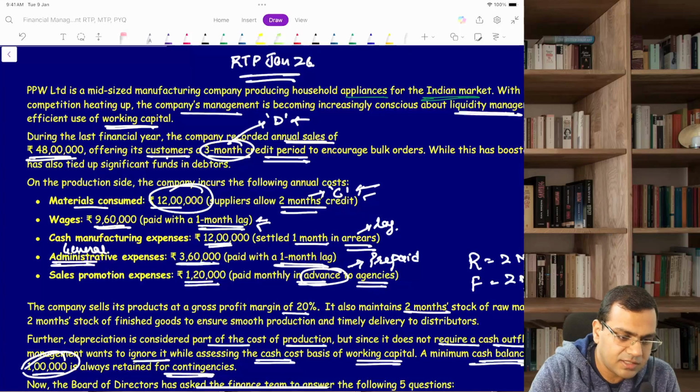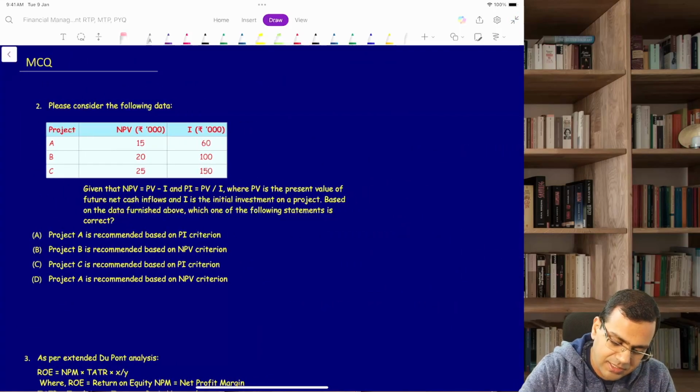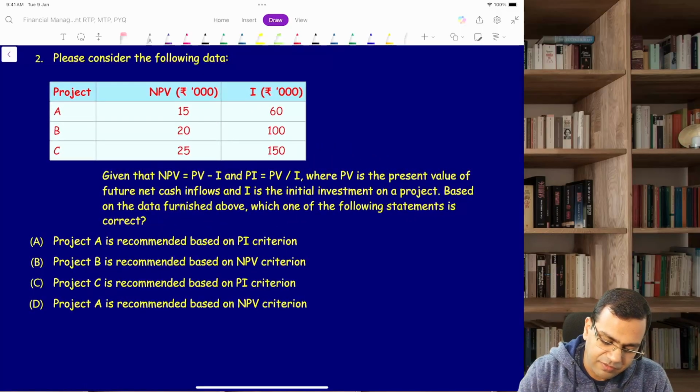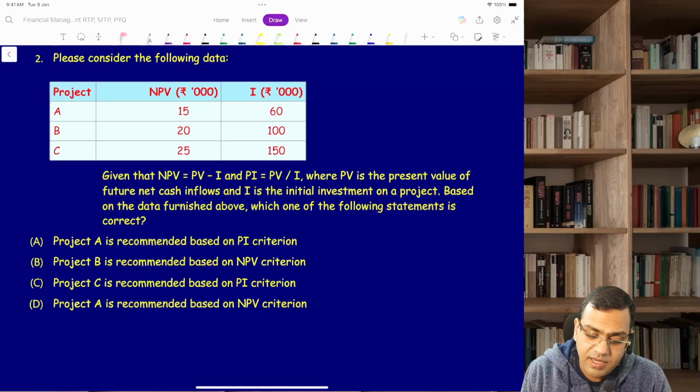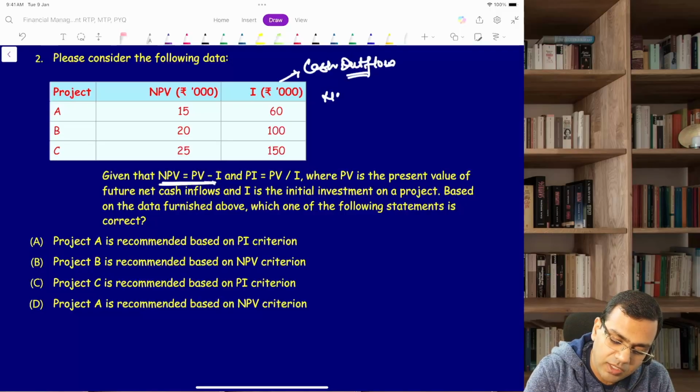Now let's see the 2-3 MCQs which they have given, sir. Let's see MCQ number 2. Please consider the following data. Project A, NPV is given and the investment is given to you. NPV is equal to present value minus investment. Investment means your cash outflows. And NPV is the sum of present value of cash inflows minus sum of present value of cash outflows.